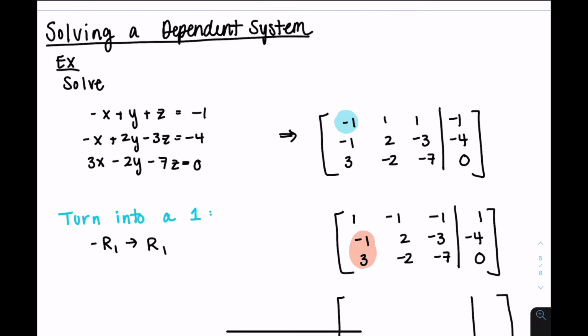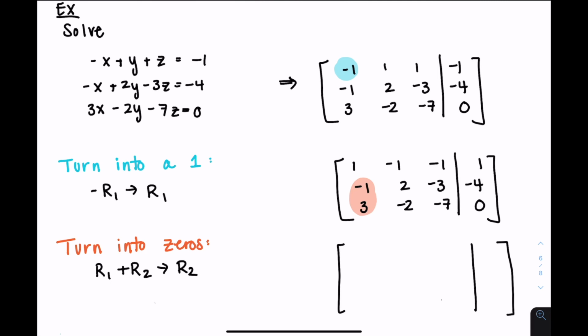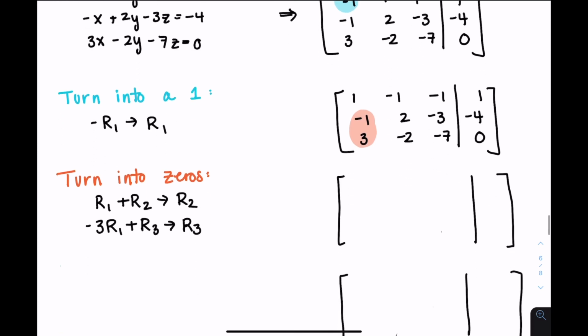Now I want to get zeros underneath it. So we want to turn these into zeros utilizing that first row. If I just add the first and second row together, I'll get a 0 in my new second row. If I take -3 times row 1, add it to row 3, there's my new row 3. Okay, so my first row is completely untouched. And if I go through my first operation, row 1 plus row 2, it's my new row 2, I end up with this. My second operation ends up here.